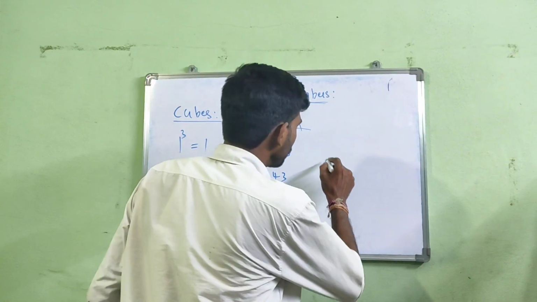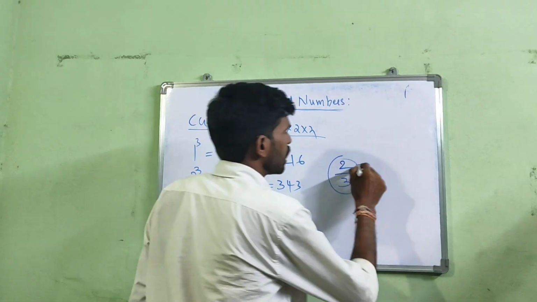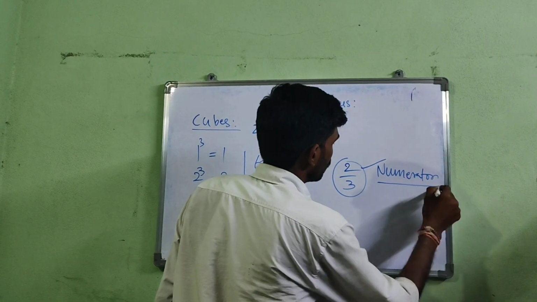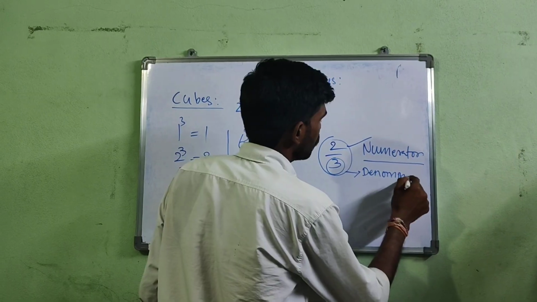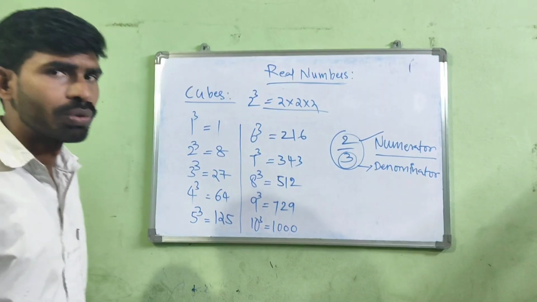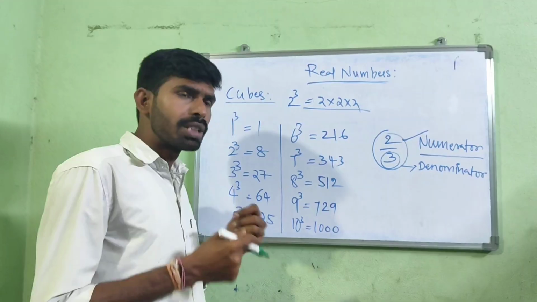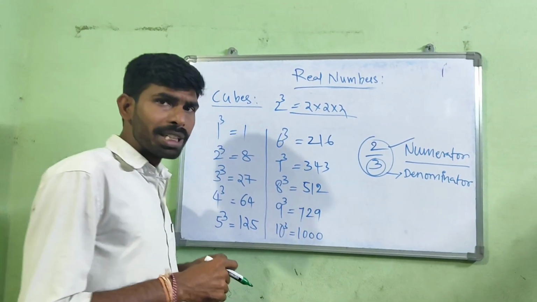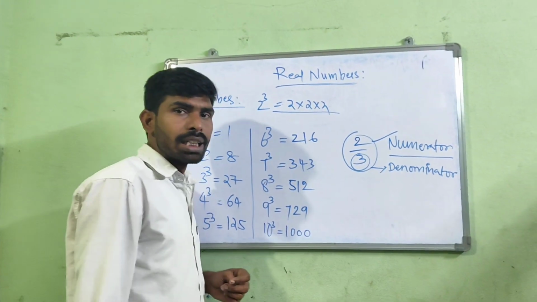Next thing is, for example, 2 by 3 is there. In this, this 2 we call the numerator. This 3 we call the denominator. This is the basics. These are 4th, 3rd class basics, but I am targeting each and every low-level student also. That's why I am concentrating on the basics also. Please remember this point. This is the numerator and this is the denominator.